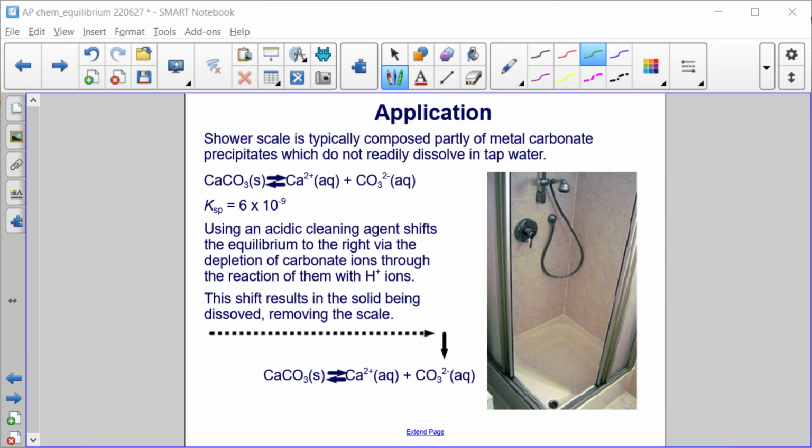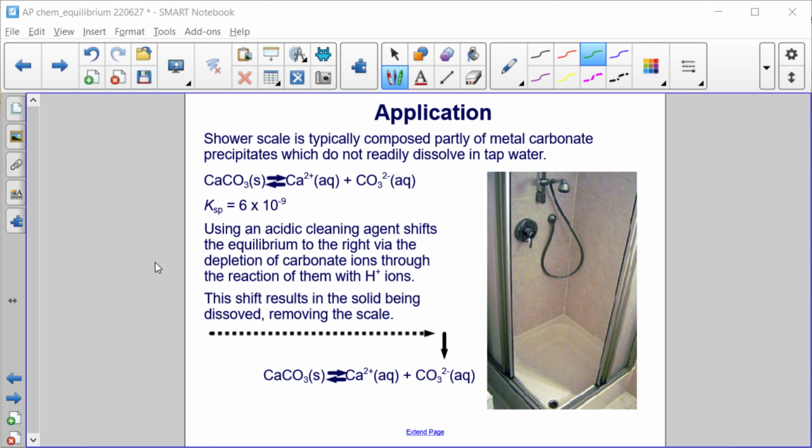All right, here's a final application before we solve some questions. Shower scale, like the scummy lime scale stuff that builds up on your shower door, is typically composed partly of metal carbonate precipitates, which do not readily dissolve in tap water. So these solid precipitates have a very small K value, 6 times 10 to the minus 9.